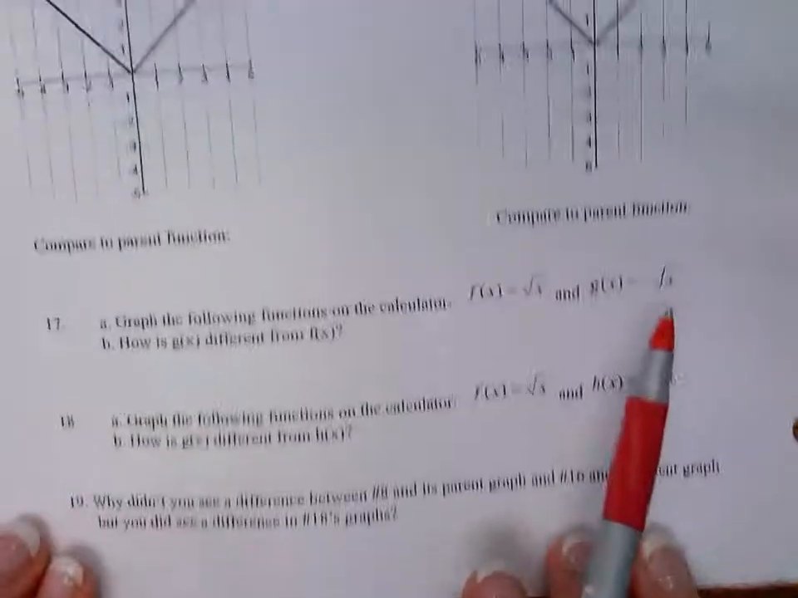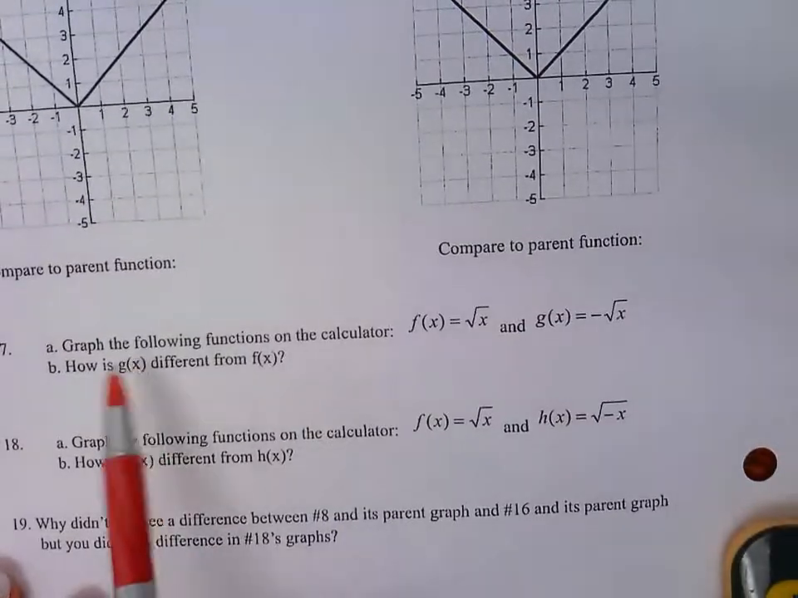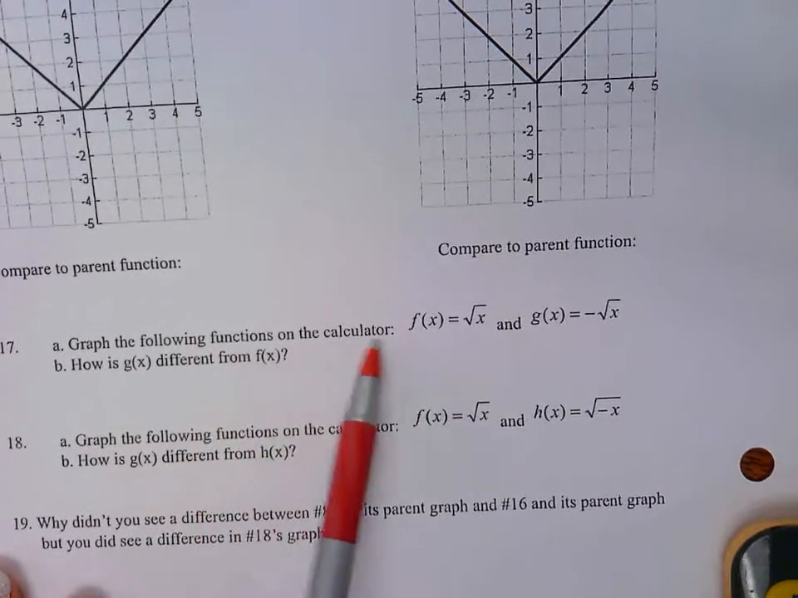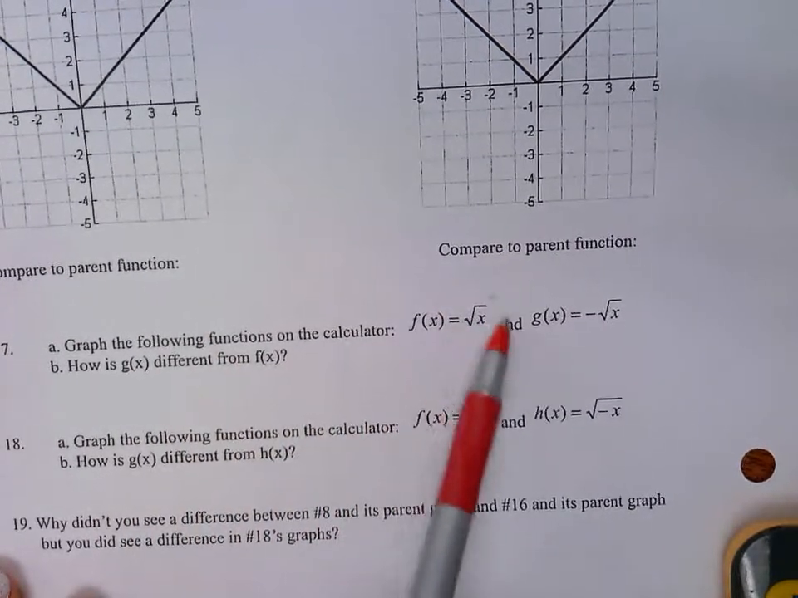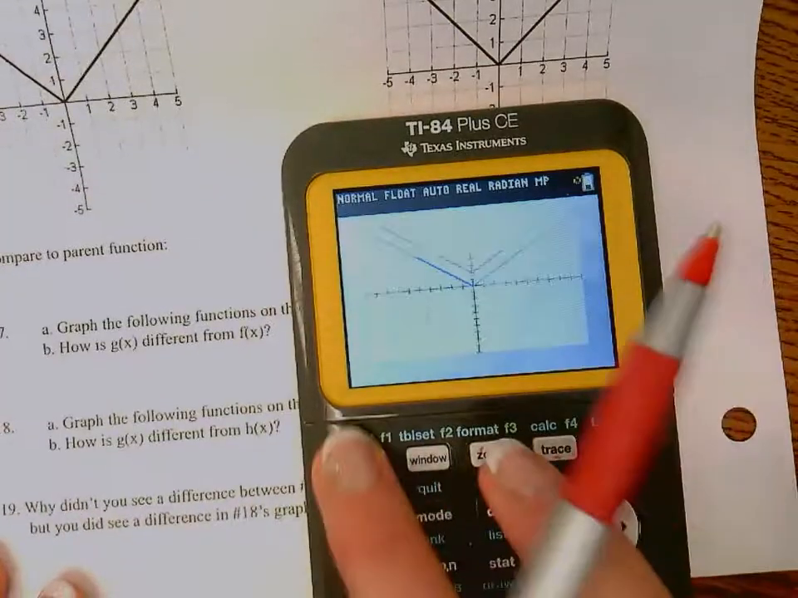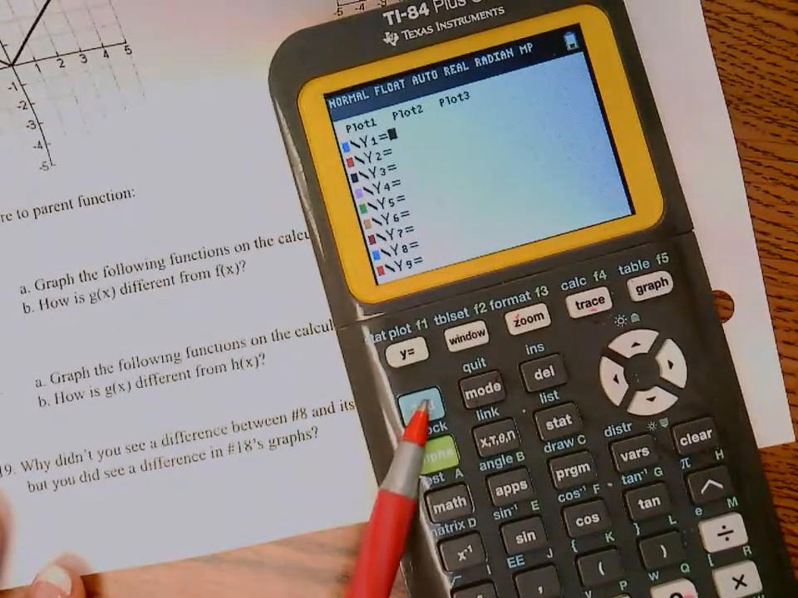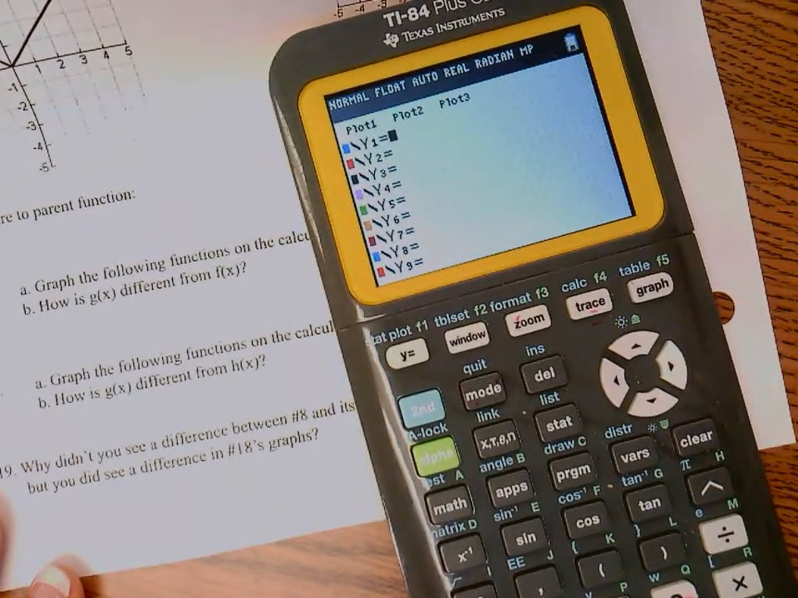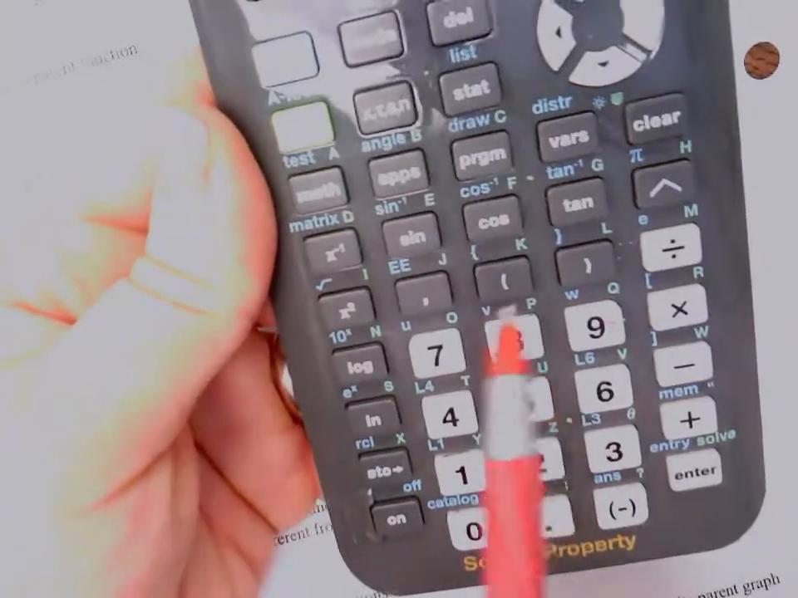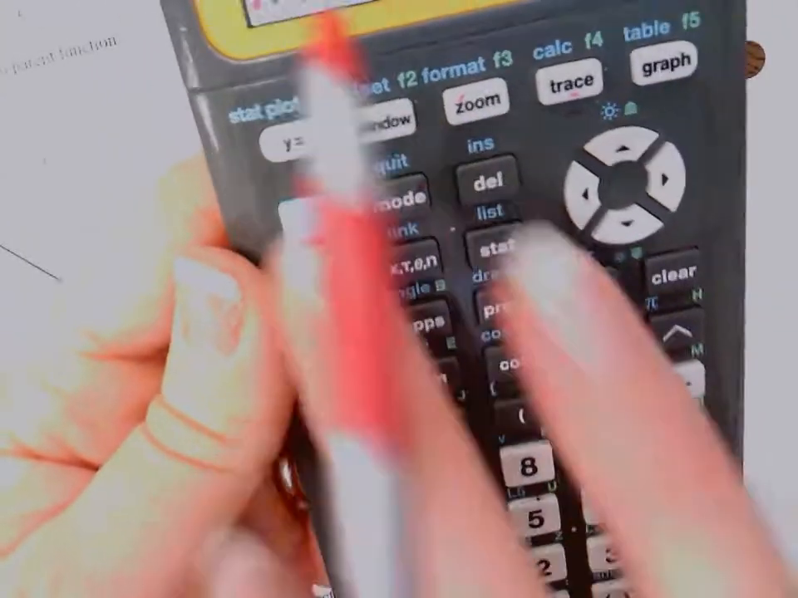All right, so now I'm going to look at 17, 18, and 19. So this says, let's graph the following functions on the calculator. So let's do the square root of x and the negative square root of x. So I'm going to show you where that is in your calculator. So the square root key is you type the second key and then it's right over the x squared button. See over x squared right there is the square root key. So you type second x squared to get square root on your calculator.